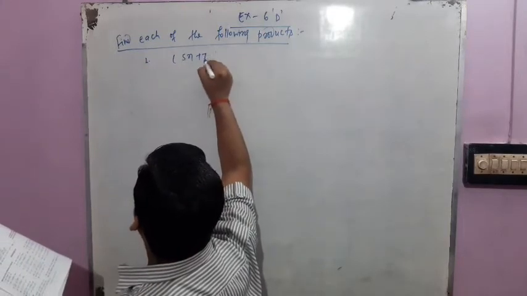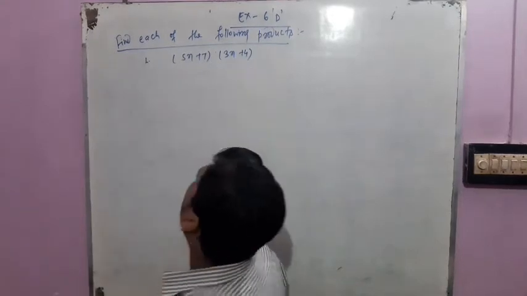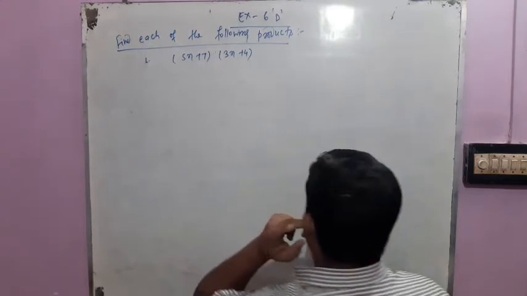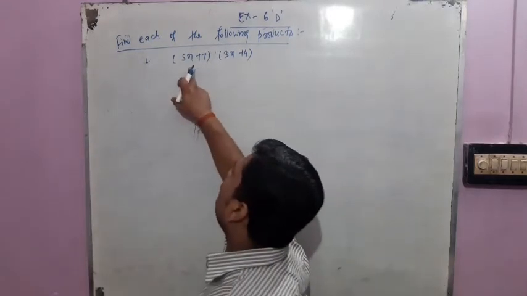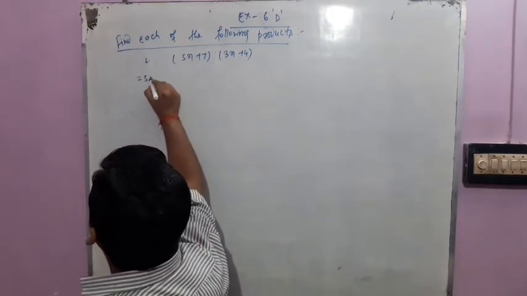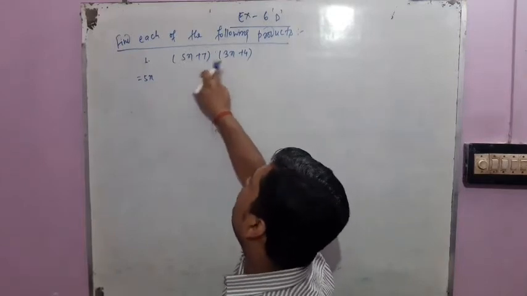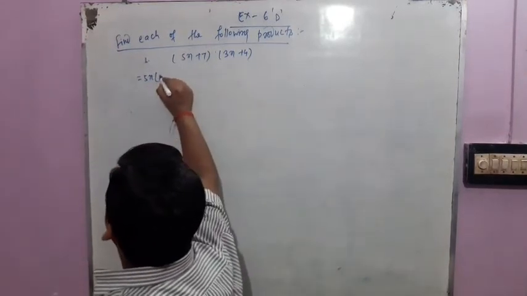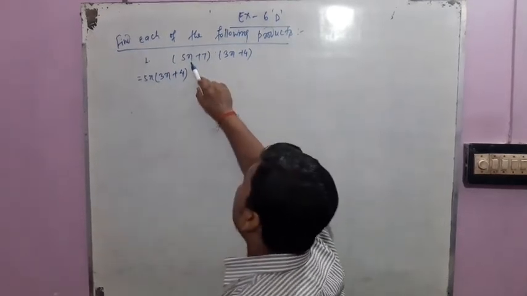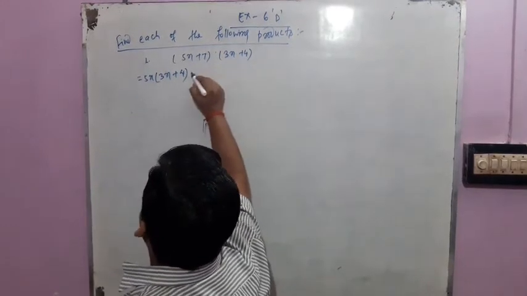5x plus 7 that we have to multiply with 3x plus 4. Both are binomials. This one is also binomial and this one is also binomial. Now what we have to multiply? We have to multiply 5x plus 7 with 3x plus 4. Look here students, in such type of multiplication, first we multiply 5x with both of the terms here, means with 3x plus 4. Then we multiply 7 with both of the terms.